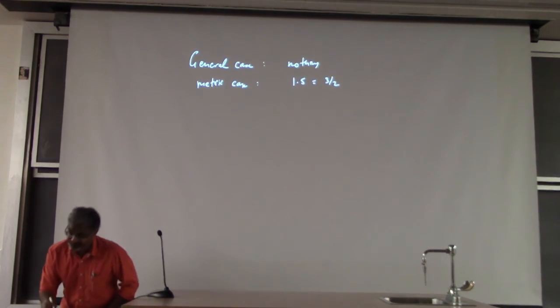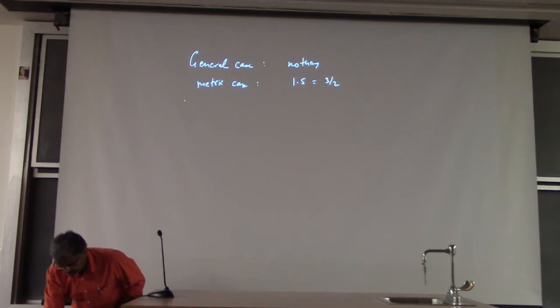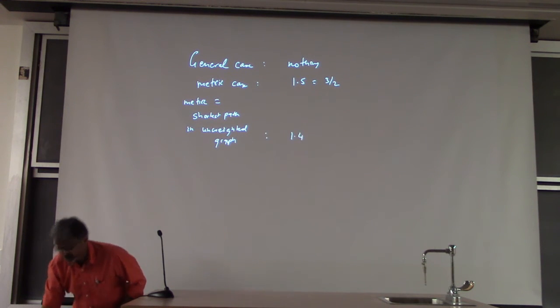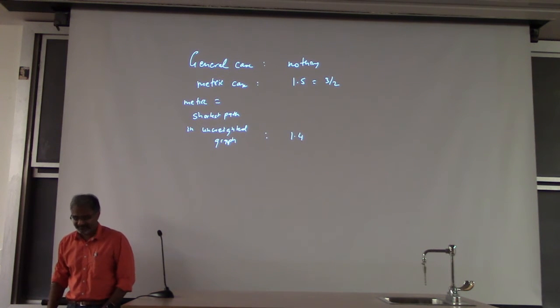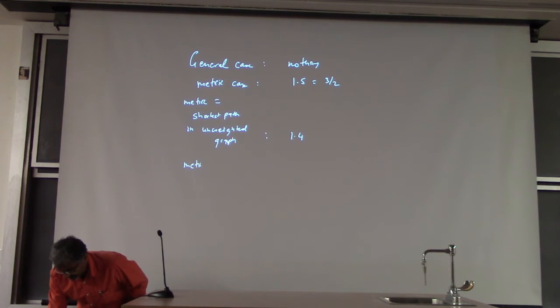So if we tabulate now where we stand. For TSP, general case, nothing. Metric case, you can get 1.5, 3 over 2. Case when metric equals shortest path in an unweighted graph. So it's a very special case of the metric. You can get 1.4. These results came out a few years ago. And if the metric is Euclidean, that means you have points in the plane, just looking at shortest path. You can do something that we have not seen before.